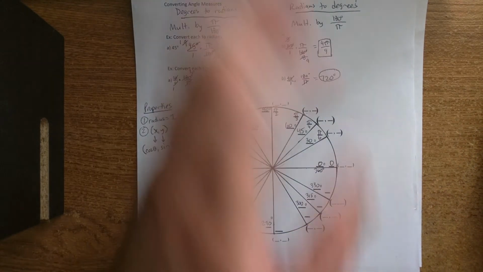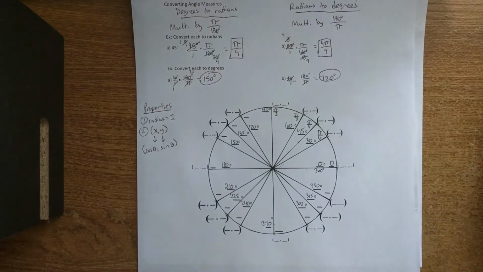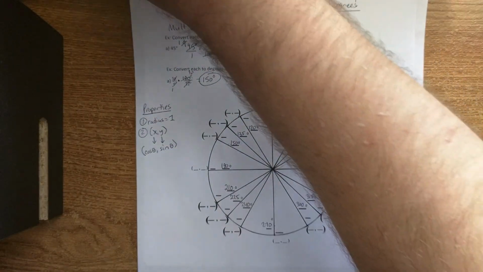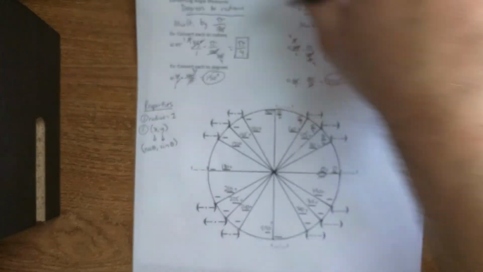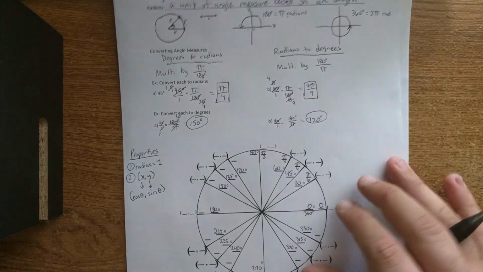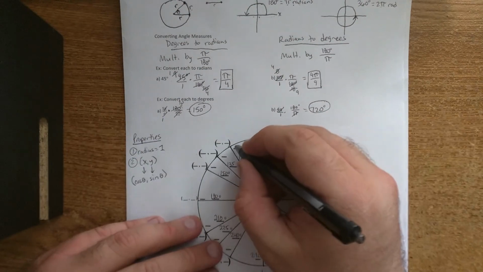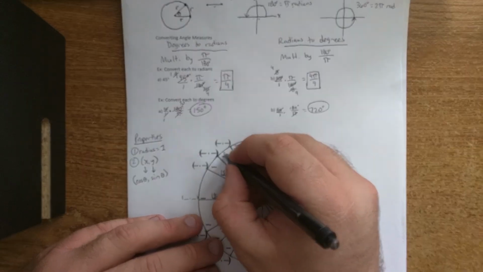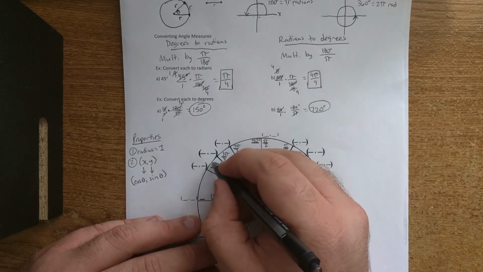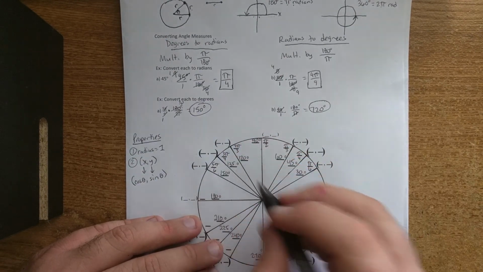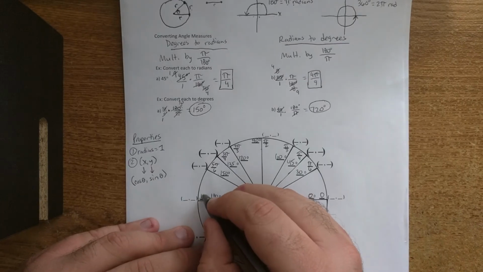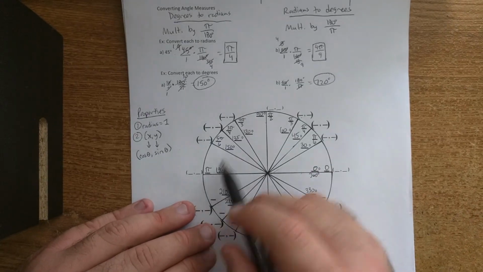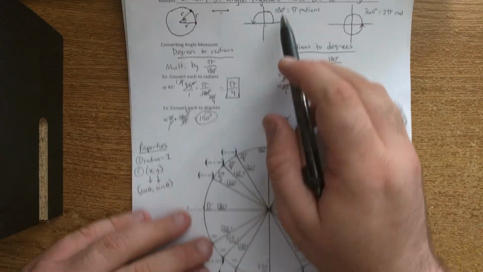Okay? So now if I keep going and just keep filling it in, over here I have 2 pi over 3, I have 3 pi over 4, I have 5 pi over 6, and over here I have pi. Like we said before, remember 180 degrees is pi. We said that way up here.